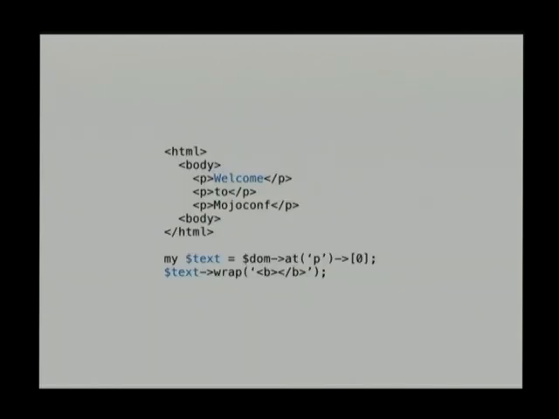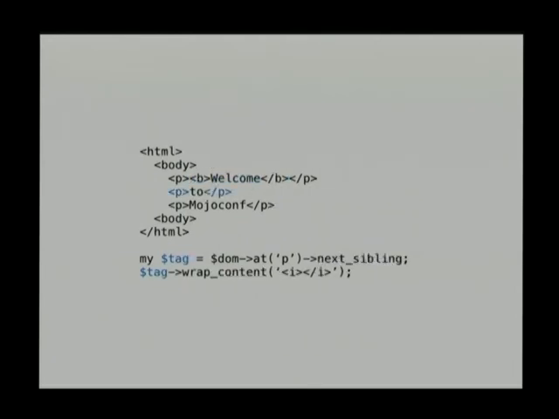But there are also new ways for changing HTML. Here we select the text in blue and wrap a B tag around it. Almost the same here. We select the first paragraph, use next sibling to jump to the second one in blue, and wrap its content in an I tag. The strip method does the opposite. Here we use it to scrub out the B and I tags we just added.